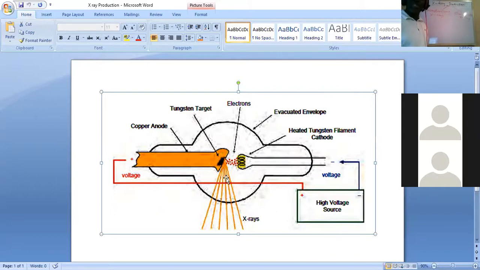These X-rays are produced isotropically, in all directions. We have them this way, that way, all the directions. But for our purpose, we want to have an outlet around this area. That was why this has been drawn, just for the purpose of elucidation. This is just a schematic diagram of what happens, and it shows only the tube.